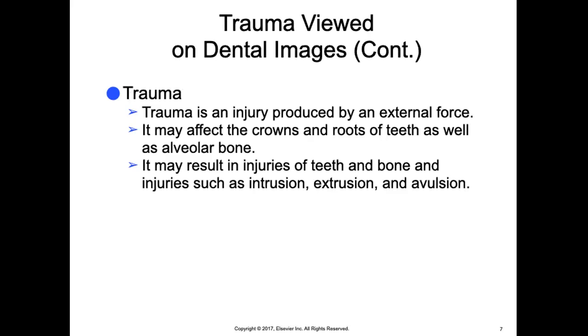And trauma is an injury produced by some type of external force. So it can be the crowns and the roots of the teeth, as well as alveolar bone. It may result in injuries of teeth and bone and injuries such as intrusion, extrusion, and avulsion. And trauma can also be viewed on dental images. So we'll go through each one of these.